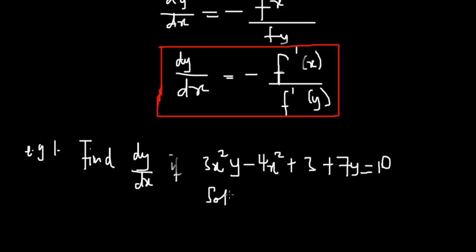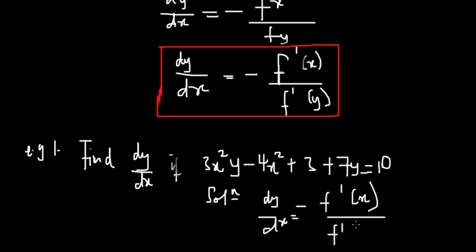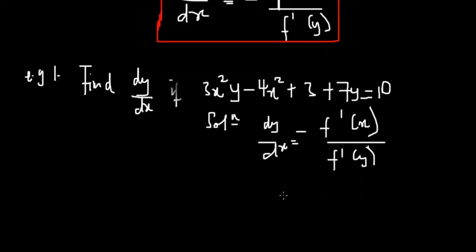So we have the solution. This is dy dx. Just keep the formula in mind. That's the most important thing. So f prime of x, and then you divide that by f prime of y. Let's see how we solve that. It's just partial derivatives. Just keep in mind that all you are doing is partial derivatives. Now keep this negative sign over here. Don't forget that negative sign. Now partially differentiate the whole of this expression with respect to x.